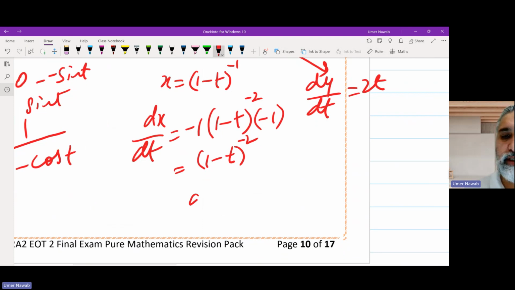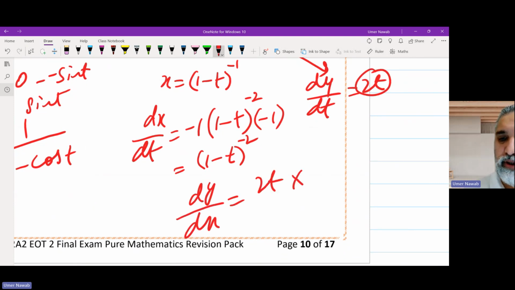So the chain rule says that I want dy by dx. So what is dy by dt? It is 2t. Reciprocation: 1 over 1 minus t raised to power minus 2. You can leave it here, or you can send the powers up.